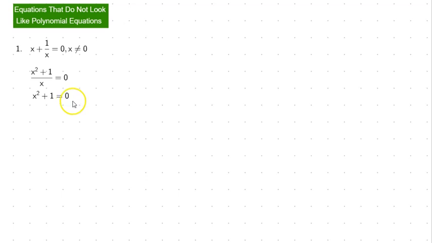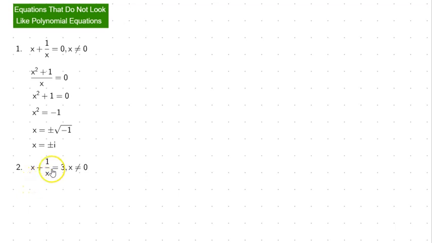Which means x square plus 1 equal to 0. x square is equal to minus 1. x is equal to plus or minus square root of minus 1. That is x equal to plus or minus i. So that was one example of equations that do not look like polynomial equations.